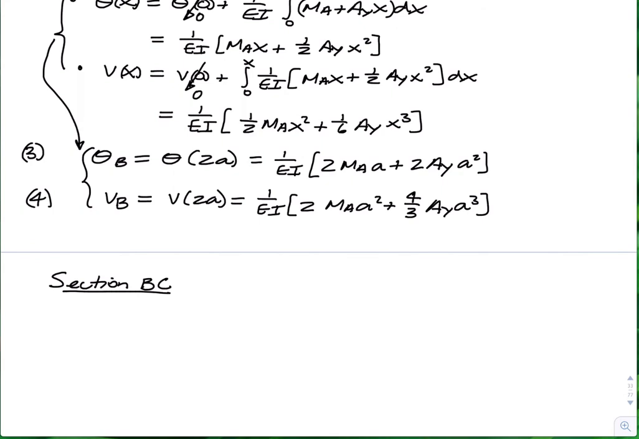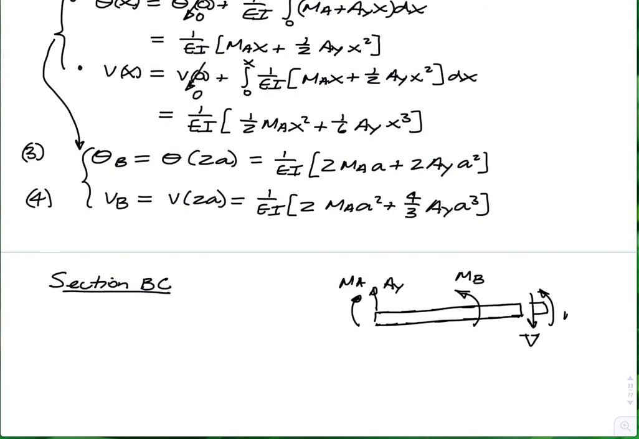So for section BC, I'll draw a free body diagram of the beam, which is cut somewhere between B and C. So I have AY. I have the couple MA. I have the applied couple MB. That's known. I have the shear force V at that cut and the bending moment M. Let me call that point D. When I do my moments about D, what I'm going to have here is a minus MA.